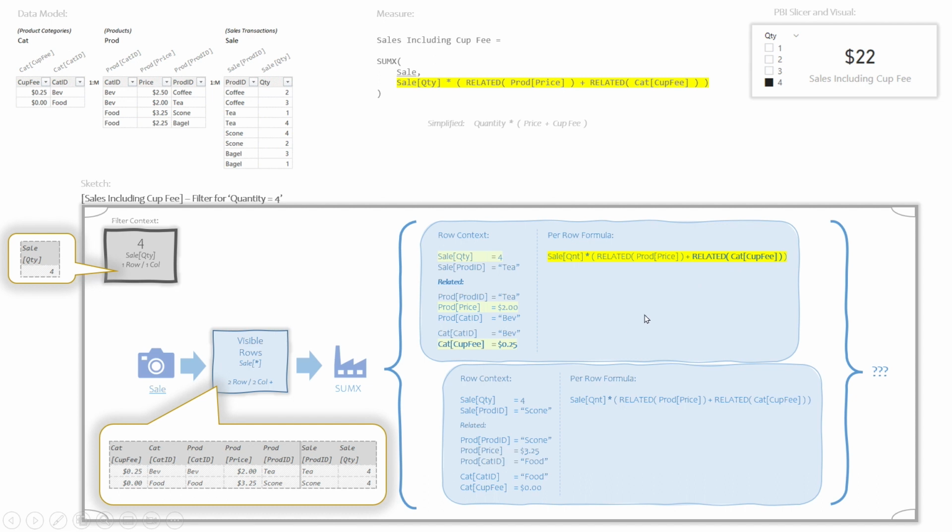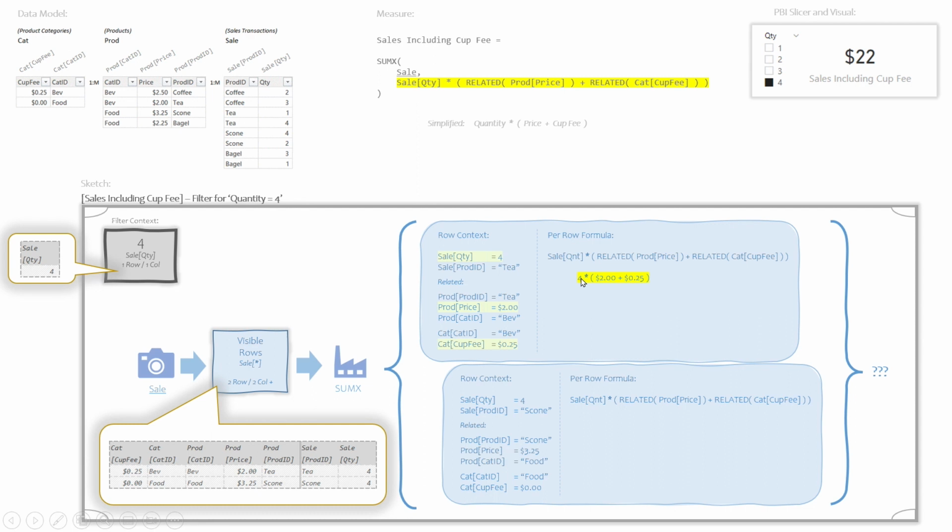So let's actually see the next step, okay? There we go. After all that talking, this per row formula run in this row context generates these numbers. We're not done yet, but we've taken the references and actually converted them to numbers that we could do some simple math with. So all this stuff right here, sale quantity, that gets the 4 right there. Related product price gets the $2 right there. And related cat cup fee gets the cat cup fee in the related section, which is 25 cents.